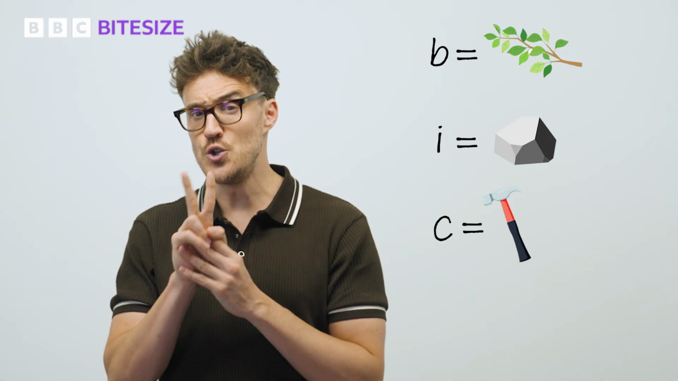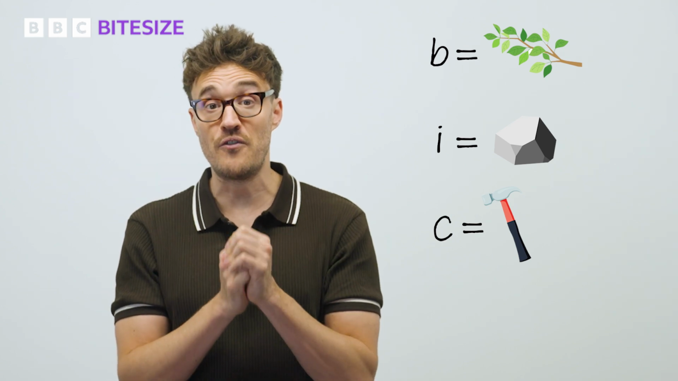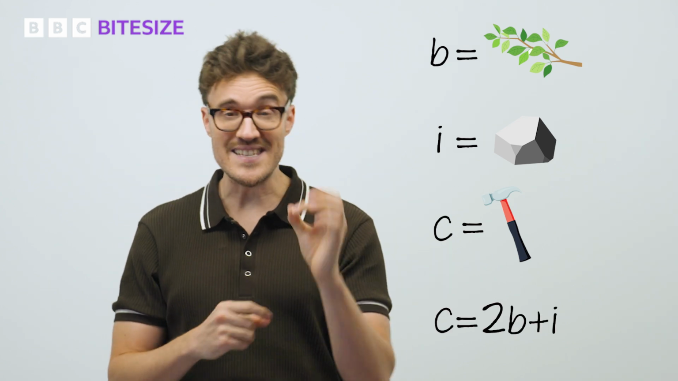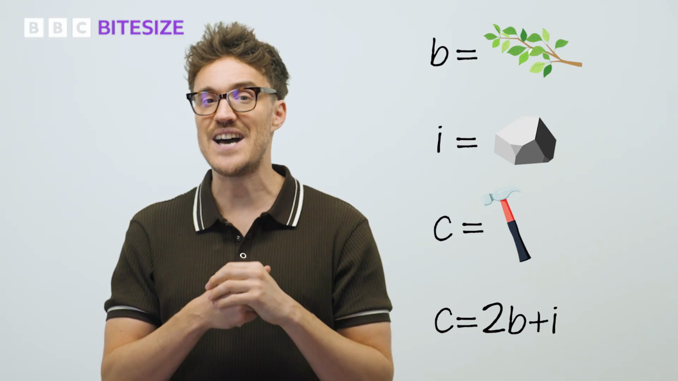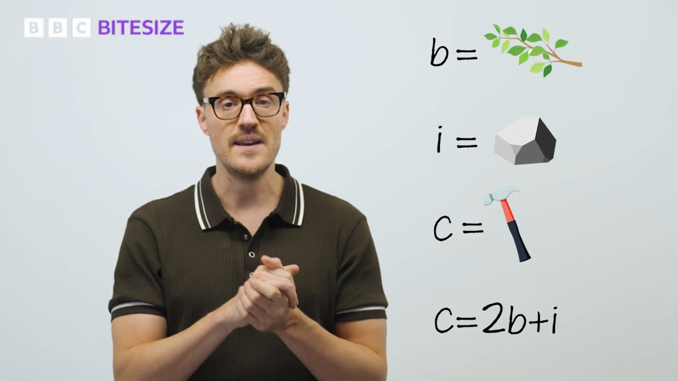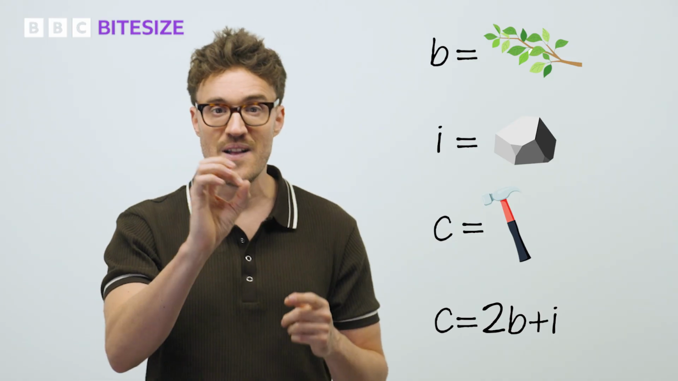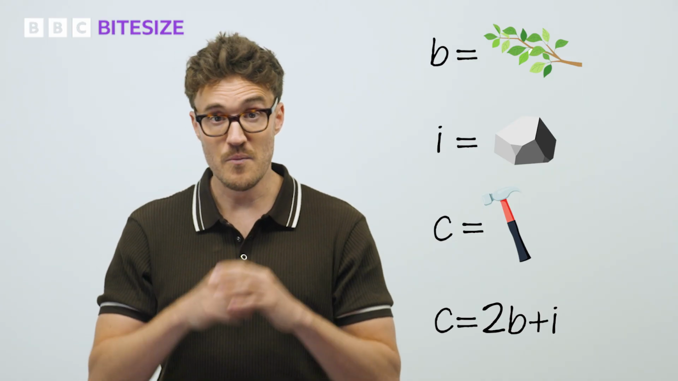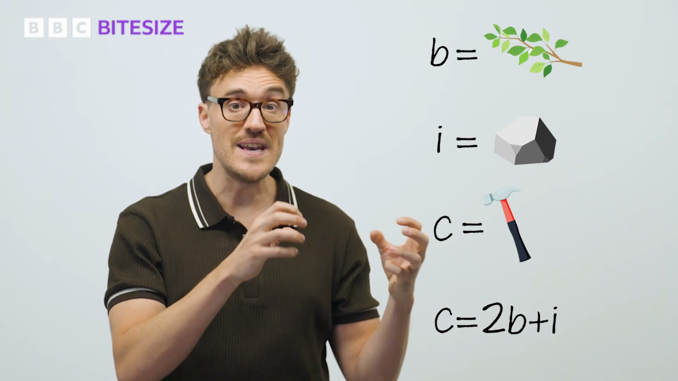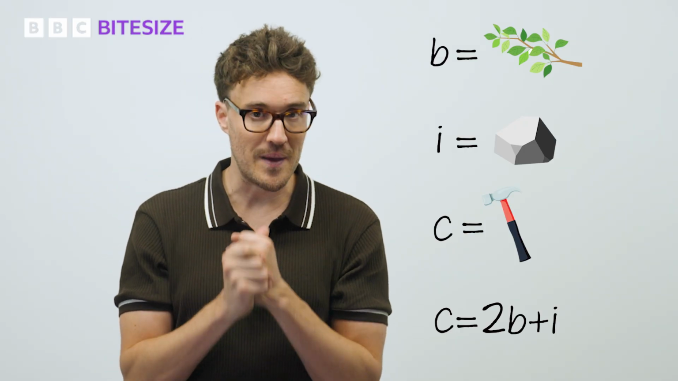Now, since we need 2 branches and 1 iron piece, our algebraic formula for the cost of the hammer is C equals 2B add I. This formula tells us that the total cost, which is C, is equal to 2 times the branch cost plus the iron cost. Combining ingredients to make something new is like substituting values into an algebraic expression or formula.